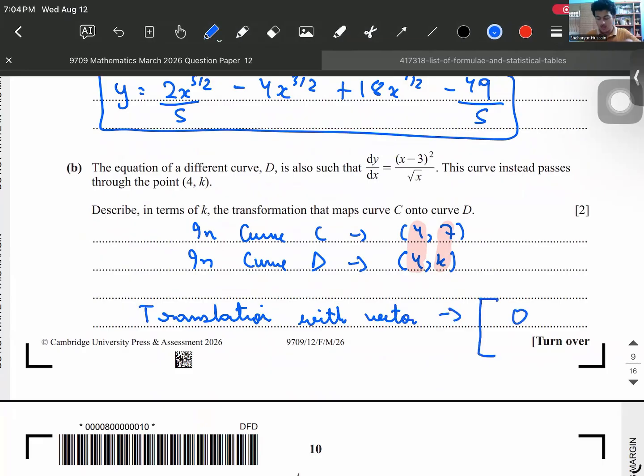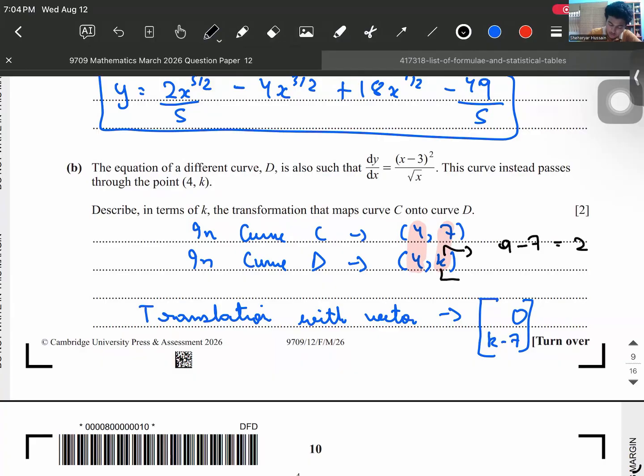There's no change in the x values, and in the y values, it is going to be k minus 7. And why is it k minus 7? I'm going to explain it to you. Let's suppose k was 9, right? So it would be 9 minus 7. That means it moved 2 units up.